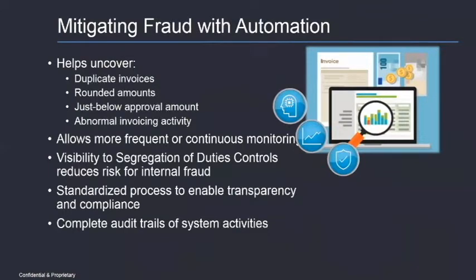Automation helps in mitigating fraud by finding duplicate invoices, non-approved invoices, and detecting unusual activity, as we discussed. So here's a list of some of the things that help mitigate fraud and automation, and I'm not going to go through the whole list.